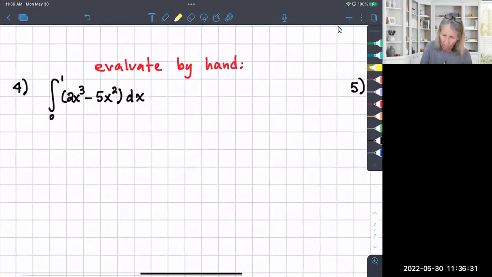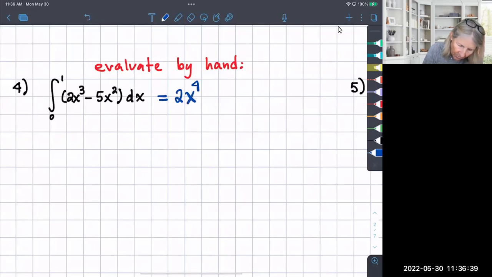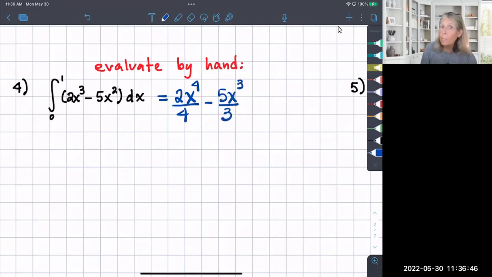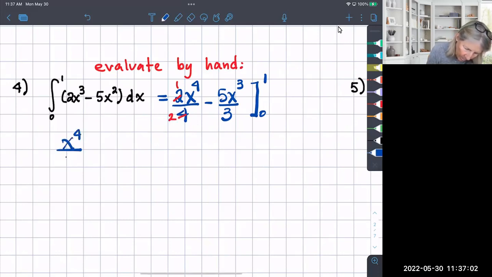This is a pretty straightforward one. Evaluating by hand requires you first to get the antiderivative. So that's going to be 2x, raise it up to the 4th, divide by 4, minus 5x, raise that up to 3, divided by 3. We do not put a plus c on these integrals because we'll be evaluating, plugging in some numbers. Let me do a little reducing before I plug in. If I'm doing things by hand, you always want to reduce, save yourself a little bit of work. All right, so here's what I get when I reduce.